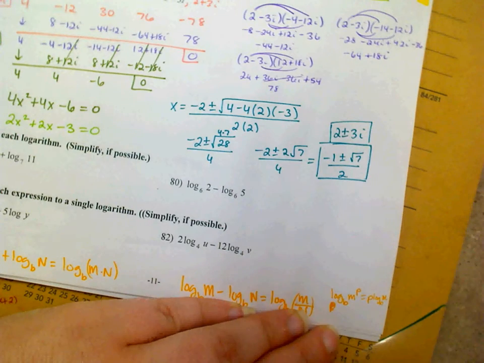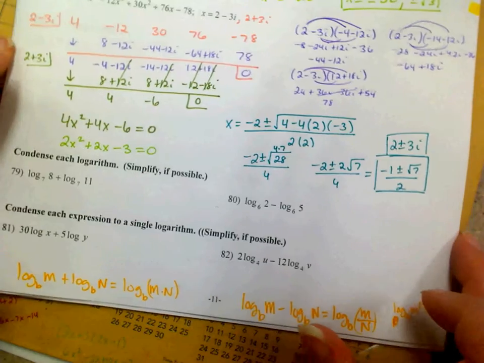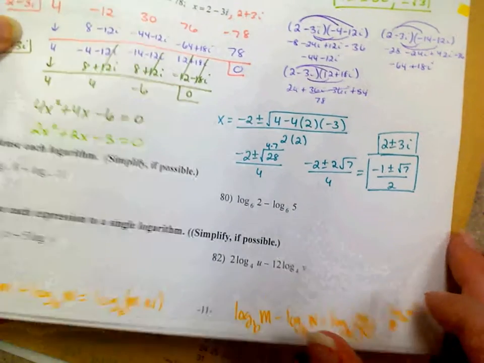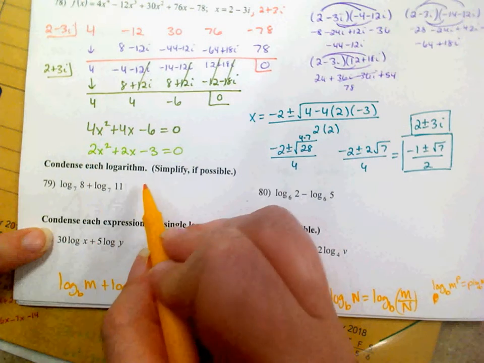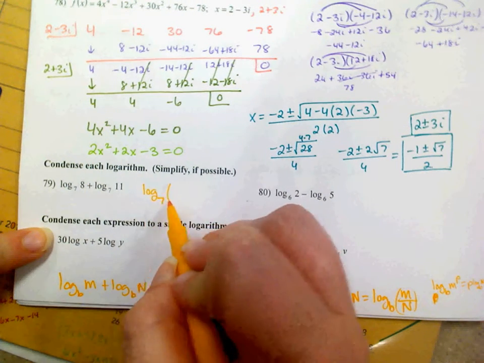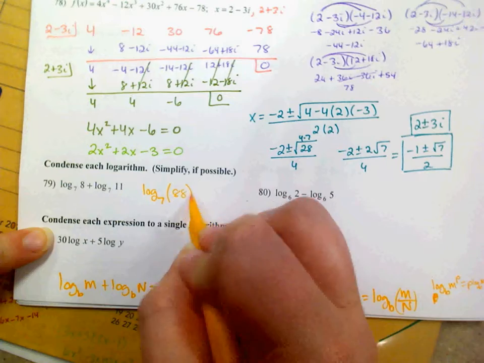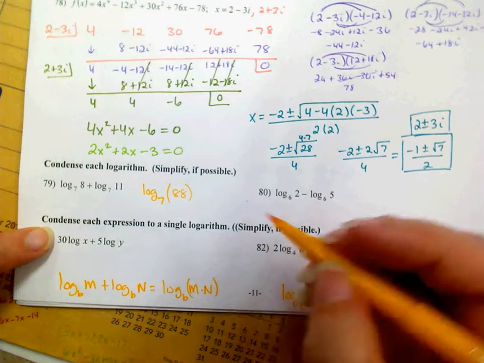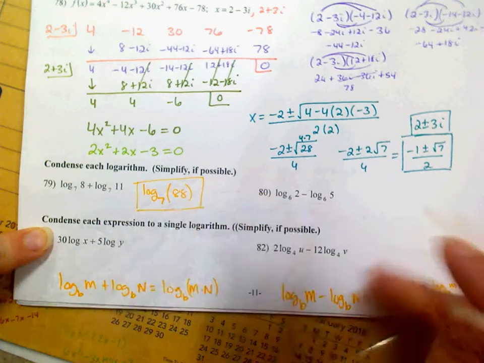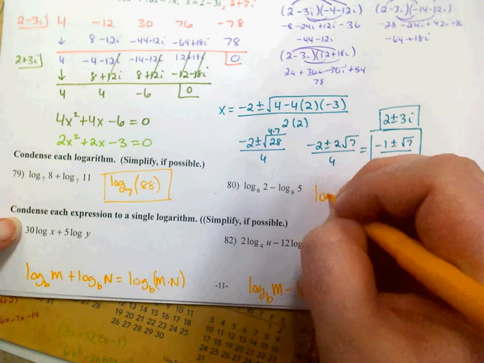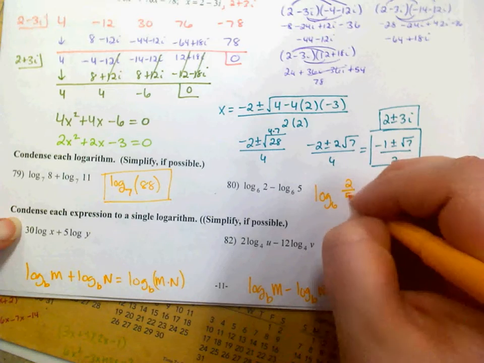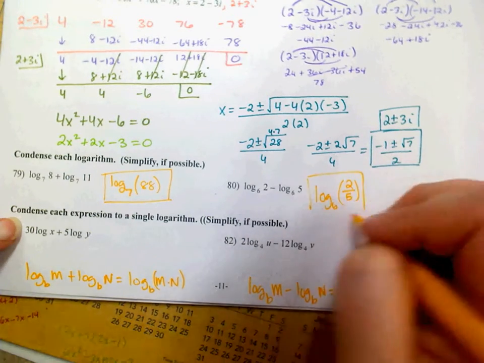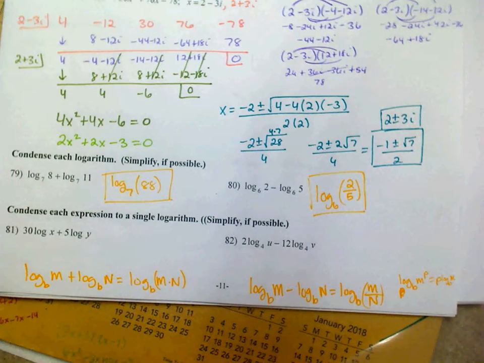So on number 79, it says condense and simplify. I've got two logs separated by addition, so I'm going to combine them using multiplication. Log base 7 of 8 times 11, that's 88, and I'm done. On this one, I've got log base 6. They're separated using subtraction, so I combine them using division. 2/5. There's nothing I can do, so there it is. Number 81.